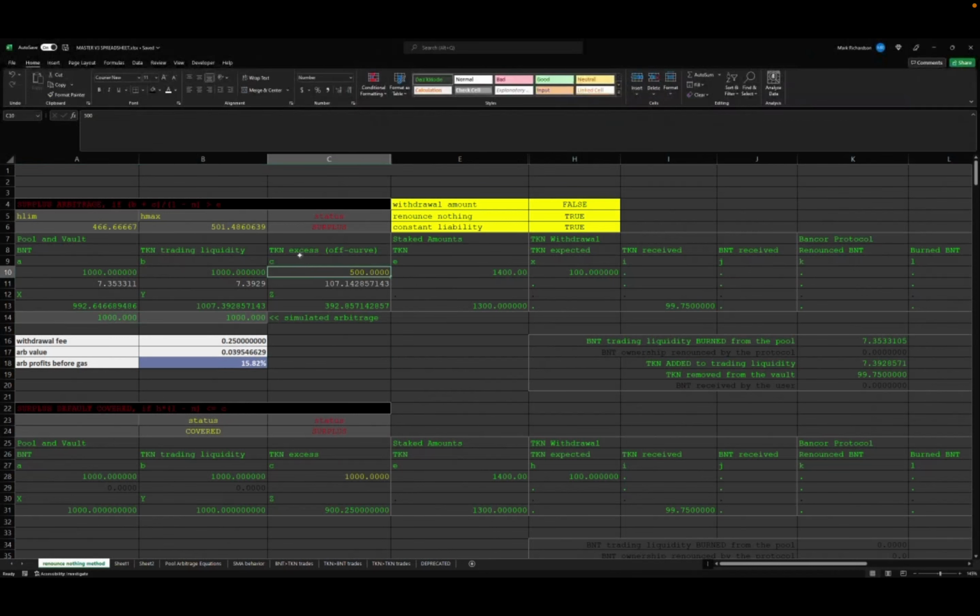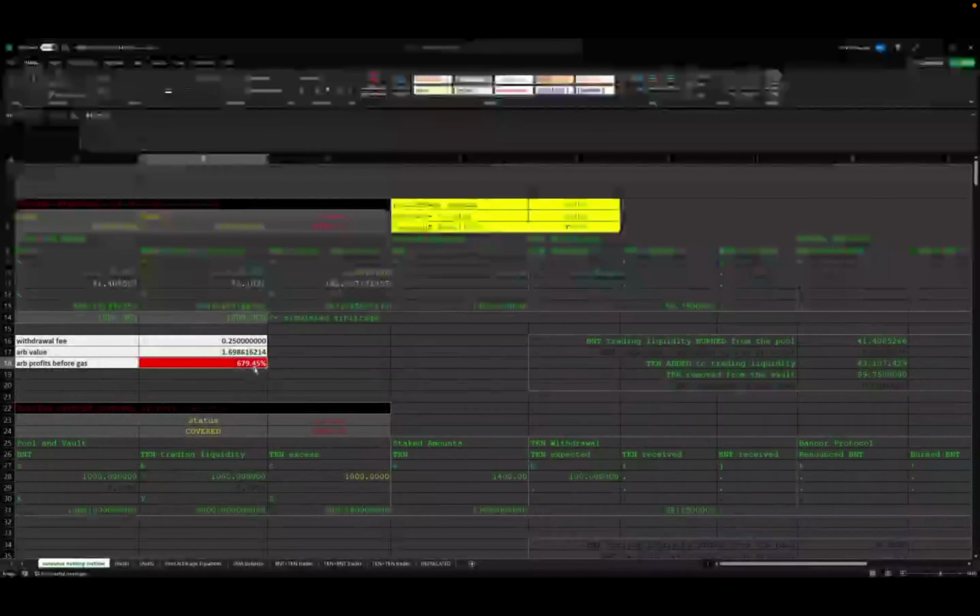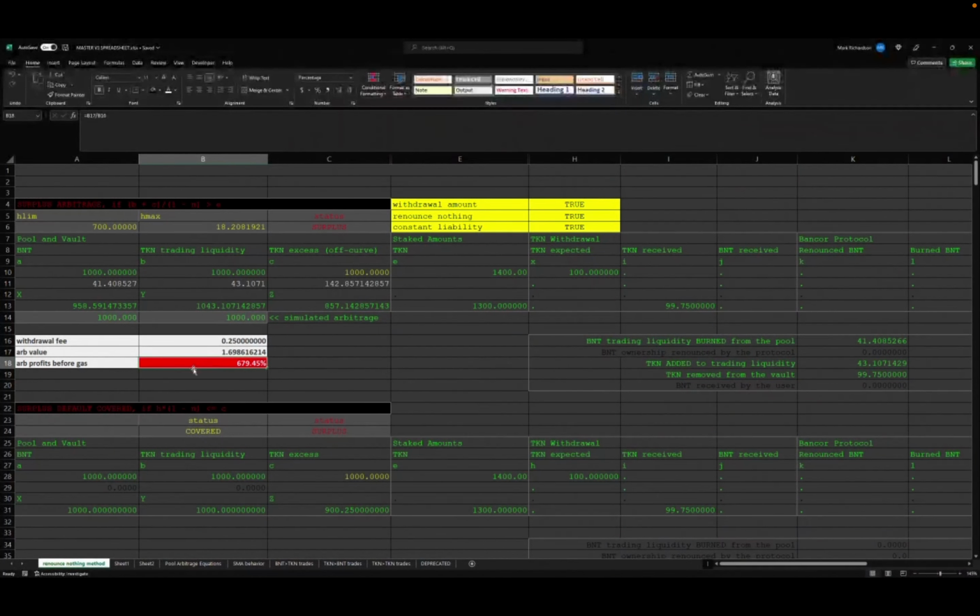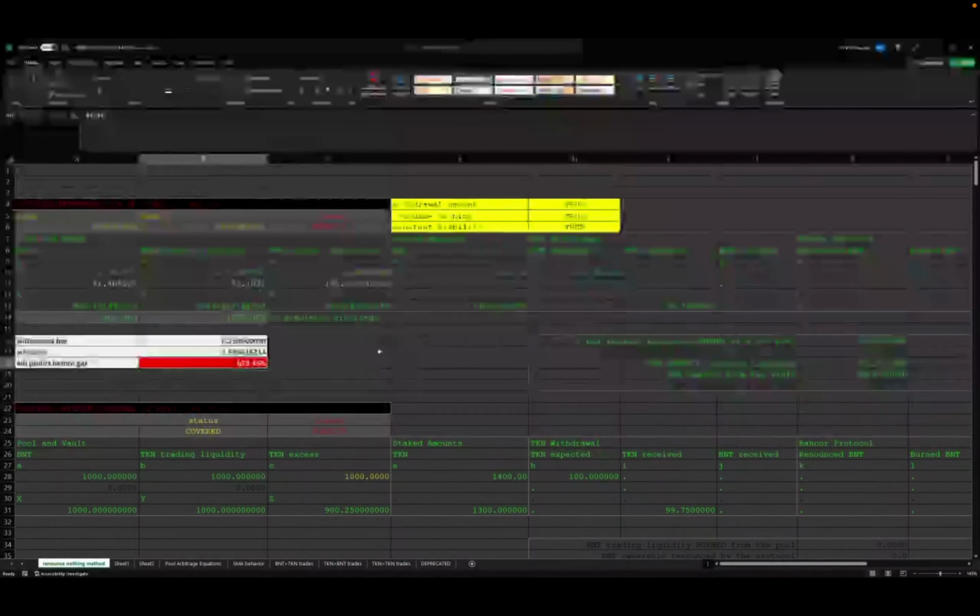But let's have a look at what happens if we change, for example, the amount of TKN in excess. So if I set this number to be 1,000, for example, you can see now that when we run through these same situations, all of a sudden the arbitrage profit is 680% of the withdrawal fee. And this means that if you were a liquidity provider during this part of the process, you might notice this and then perform a withdrawal and atomically arbitrage that position in order to drive value to yourself, right?